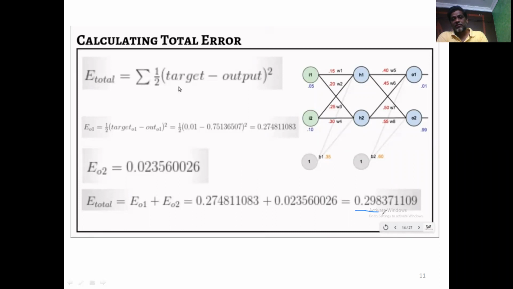With the help of this error, we will try to propagate this error to update all the weights of the neural network. So we start with the output layer and we propagate the error to the weights of the connections between hidden layer and output layer, and then we use the error propagation to the connections of input layer to hidden layer also. So let us start this updation of error propagation.